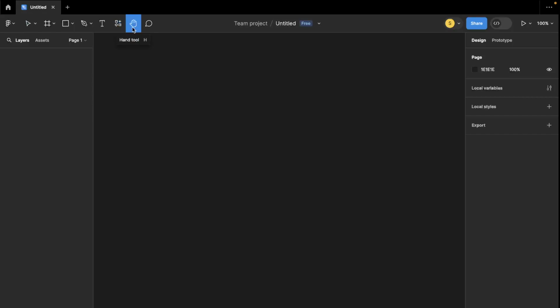This is not necessary. This is the hand tool. If you want to move this way, you can use it. And this is comment. If you want to add a comment to anything, we'll see again what comment does.